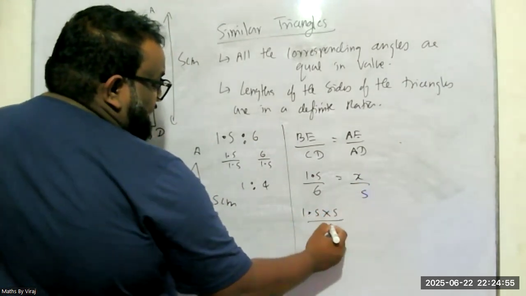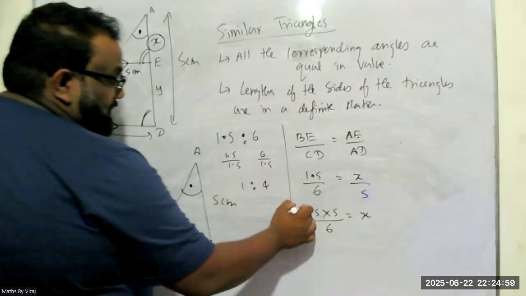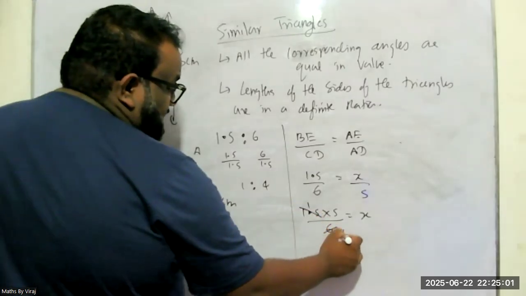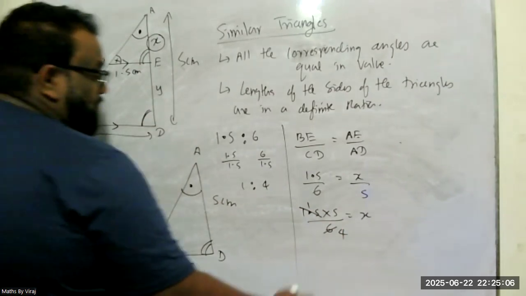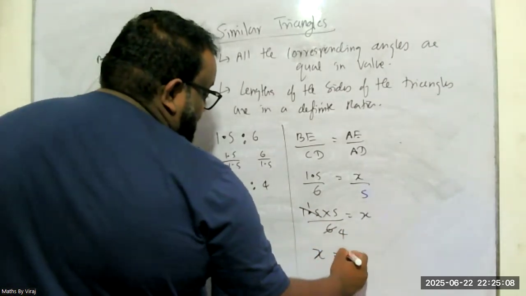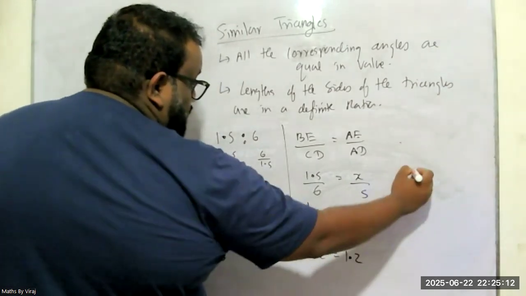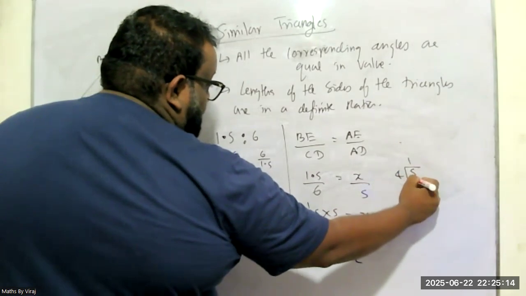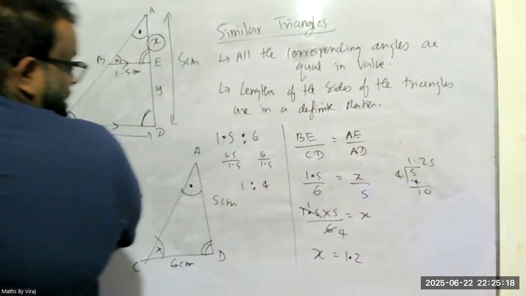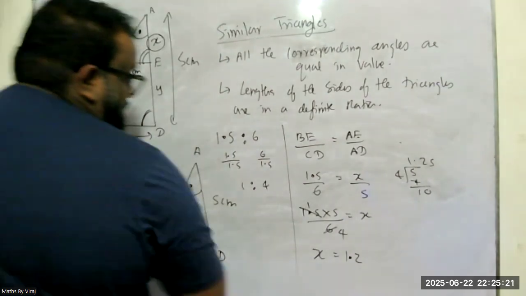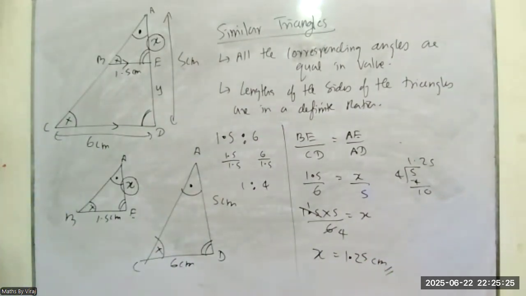Now we cross multiply. 1.5 into 5 divided by X is what? X is 1.5 times 1, 1.5 times 4. Now 5 divided by 4, what is the length of X? 1.5 divided by 4 is 0.375, no? So 1.25 centimeters. Simple as that.